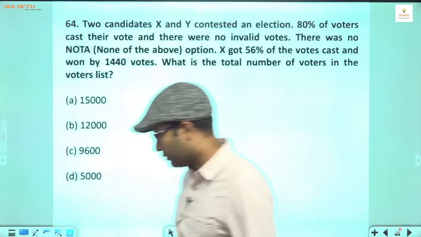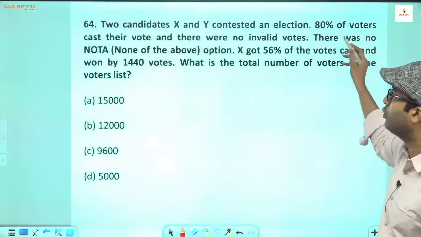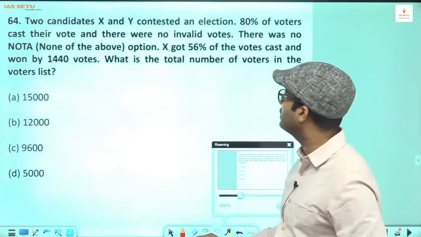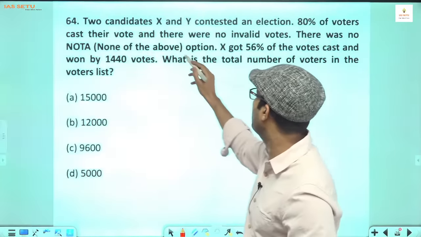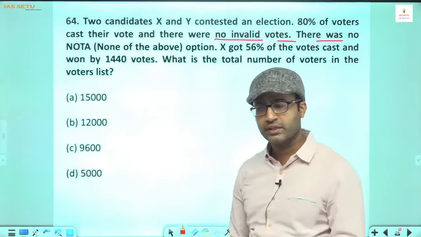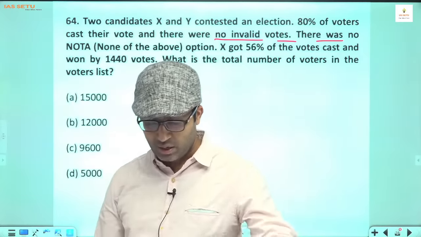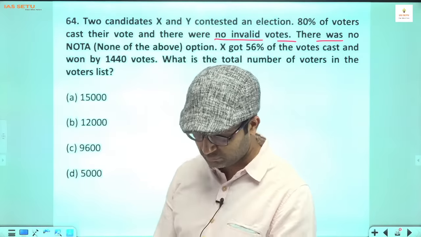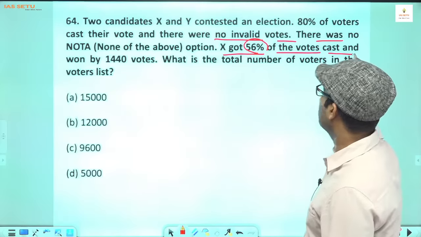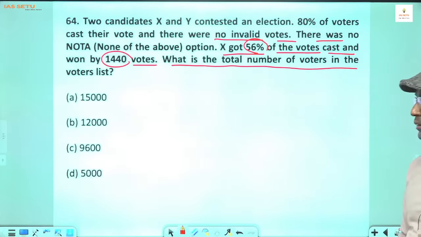क्वेश्चन नंबर 64, two candidates x and y contested an election, 80% of the voters cast their vote and there were no invalid votes and there was no NOTA। ठीक है जी, 80% लोगों ने वोट डाले, कोई भी इनवैलिड वोट नहीं था, सब समझदार इंसान हैं और कोई भी नोटा नहीं था। X got 56% of the votes cast and won by 1440 votes. What is the total number of voters in the voter list?